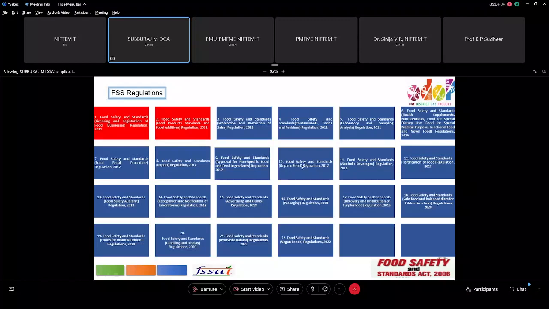If you are going for organic production, that is Jaivik Bharat we have, then you have to comply with the Food Safety and Standards Organic regulation. If you are packing, then you have to follow the Food Safety and Standards Labelling and Display regulation. If you are preparing food for kids or children, then you have to follow the food for infant nutrition regulation. Each and every one has its own identity, and all of these relate to rice also. If you are importing rice, then you have to follow the procedure in the Food Safety and Standards Import Regulation 2017.